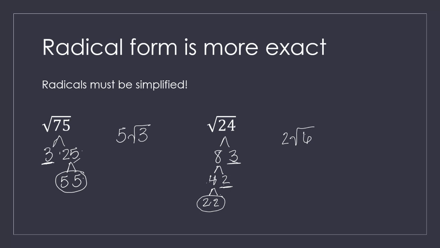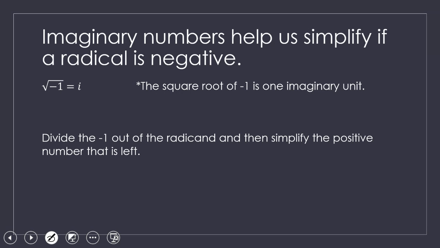So when we're simplifying radicals, again, we're making a factor tree. We're looking for pairs. Pairs get to come out, and the leftovers get to stay inside. This is important because sometimes we end up with a negative radical, and we have to use an imaginary number to help us simplify that.